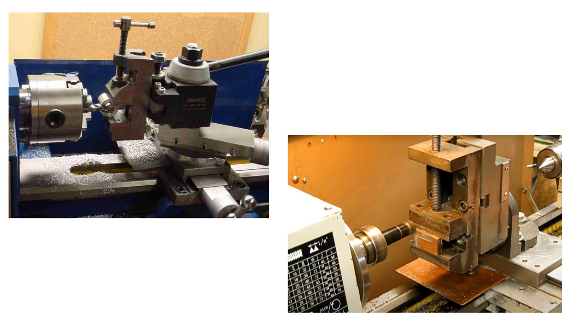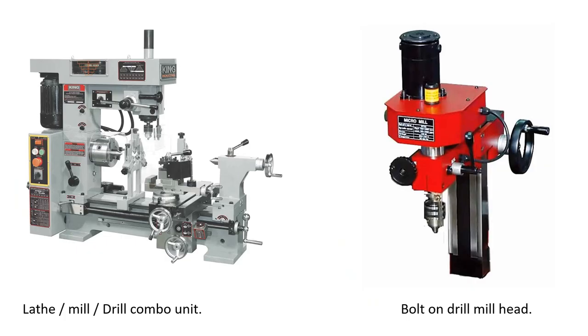A vise or work holding device can be mounted on the top slide, turning the centre lathe into a basic milling machine. The travel and capacity will be limited, but might provide some functionality when a milling machine is not available. Machines can be purchased as mill-lathe combos. Bolt-on milling heads can also be purchased for some lathes. Although limited in capacity, combos may provide a solution to a particular application.